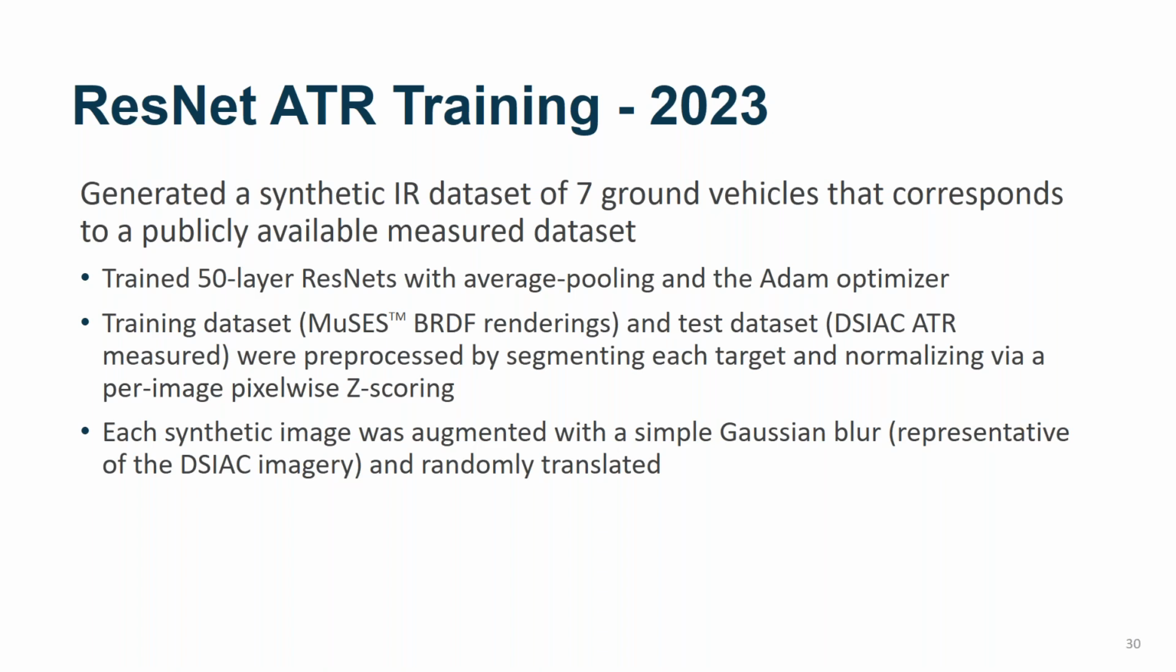Both the training data set and the test data set were pre-processed by segmenting the target and normalizing via a per image pixel-wise z-scoring. For this study, we are training the algorithm with MuSES synthetic data and then testing the algorithm with measured imagery. This measured imagery comes from the DSIAC automatic target recognition training dataset. I'll probably say DSIAC for short. This dataset is publicly available through DSIAC, and the MuSES synthetic images were also augmented with a simple Gaussian blur to more closely match the DSIAC imagery. And then the targets in the training data set were randomly translated.